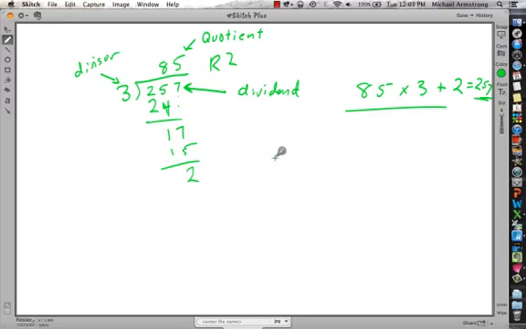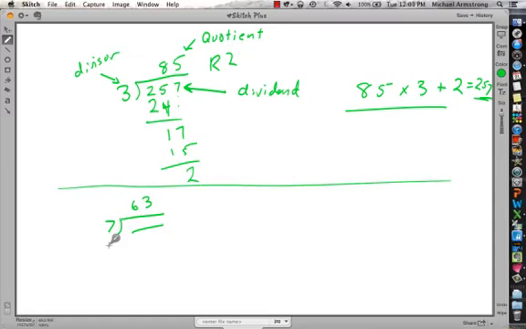Well, what happens if they give you something and you can't quite figure it out? 7 goes into something, give you 63. Let's leave it blank. 7 goes into something 63 times. And they just leave this out. In algebra, we usually put a letter in. It's a variable like an n or an x. 7 goes into n. Well, if we wanted to check our work here, we'd say 63 times 7 equals blank, or we'll put in n.